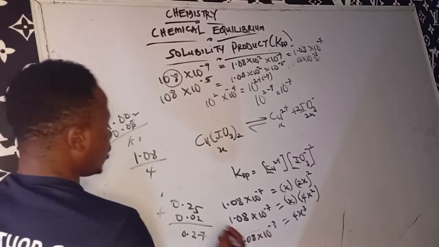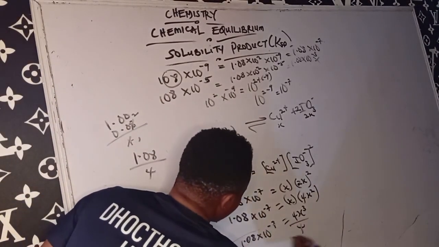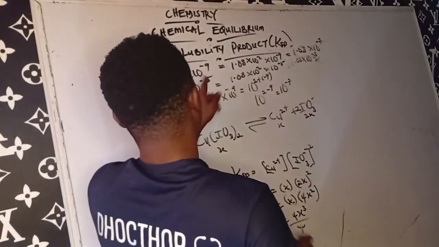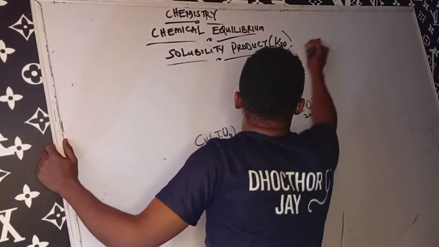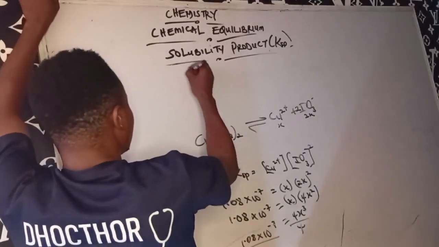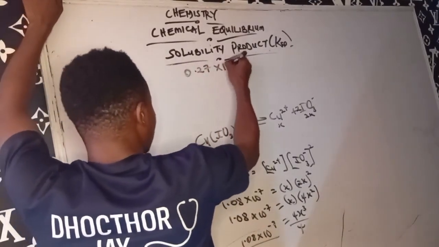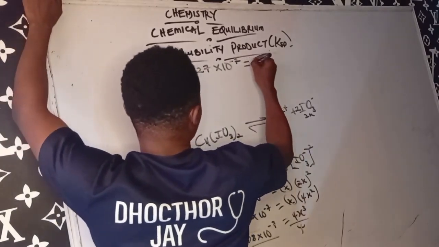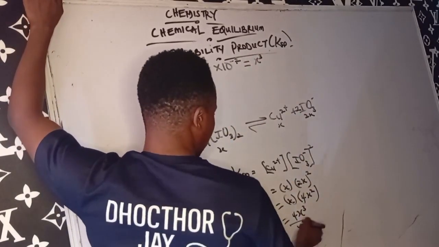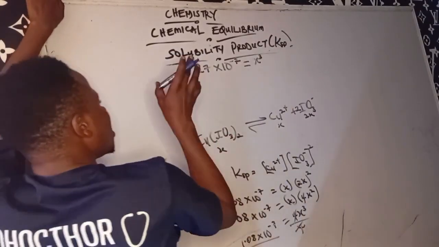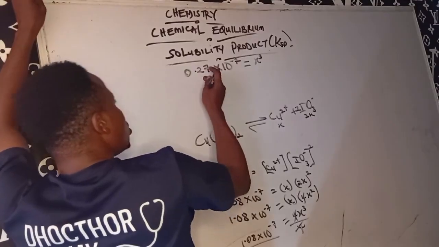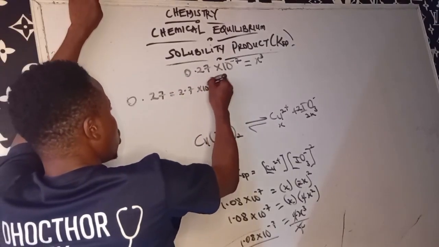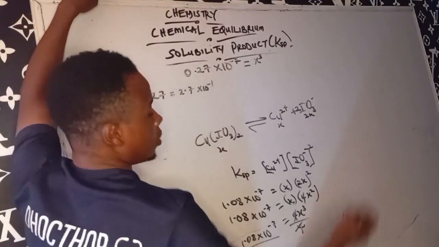So if you have 0.27 here, let me assume that I'm using this over 4. Let me come back to the top. Don't forget, all we are using now is 108 times 10 raised to minus 9. So we are still going to use that as well. So this is going to give you 0.27 times 10 raised to power minus 7, equal to x cubed. To make it easy, convert this back to standard form. 0.27 in standard form is 2.7 times 10 raised to minus 1, or 27 times 10 raised to minus 2.